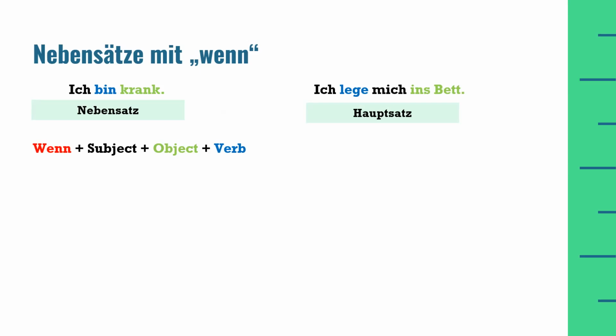If we look at the sentence structure, we will start Nebensatz with wenn. We will put subject at the second position, then comes object. In place of object, it can be a preposition, it can be an adjective, etc. And the verb will come at the last position of the sentence. Then we will put a comma and give a space, and we will start the Hauptsatz.